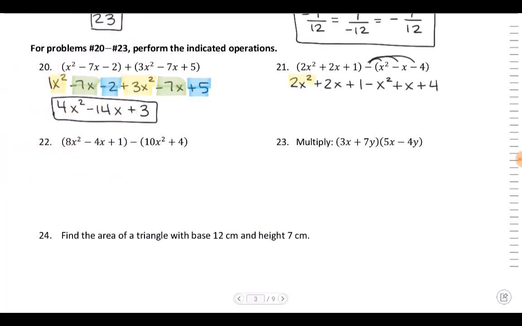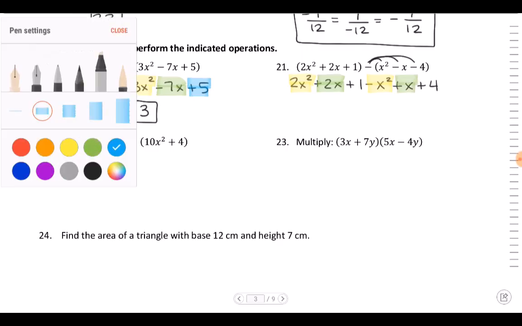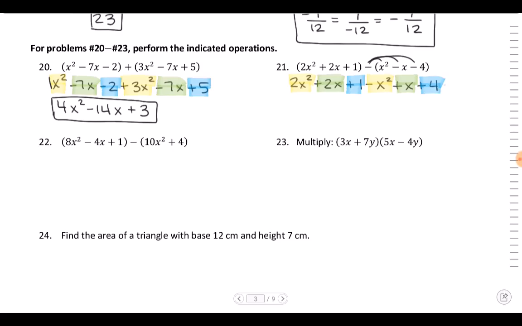So I see that I have 2x squared and a negative x squared. Those are like terms. And then I have a positive 2x and a positive x. Those are like terms. And then I have a positive 1 and a positive 4. Those are like terms. So 2x squared minus 1x squared would be 1x squared, or just x squared. 2x plus another x would be plus 3x. So again, you can stick the 1 there if you want. And then 1 plus 4 would be positive 5. So x squared plus 3x plus 5.